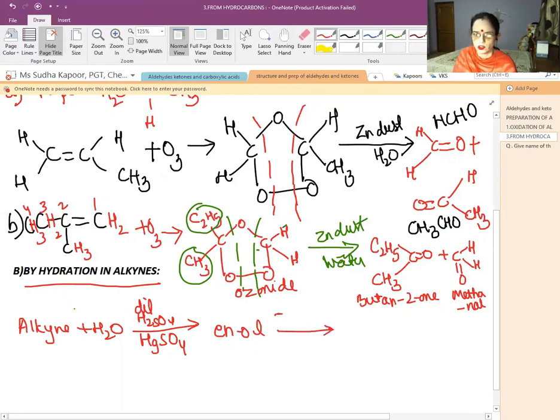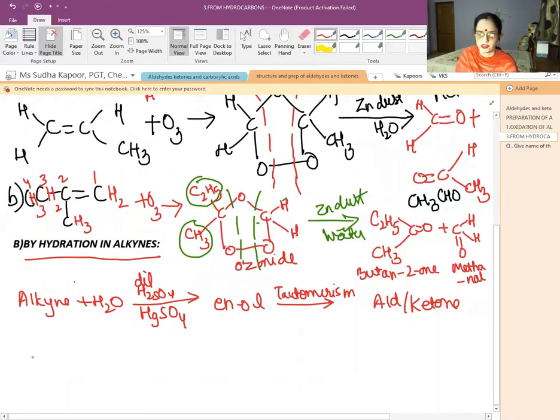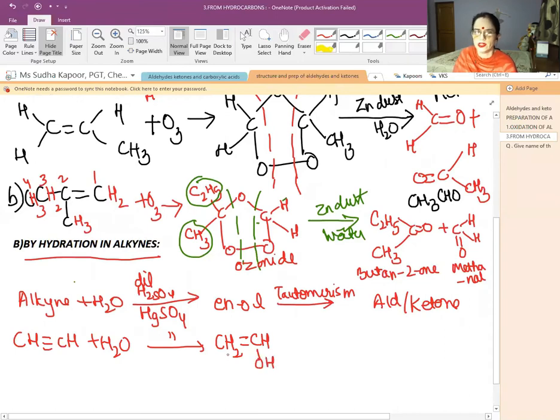that will undergo tautomerism, resulting in formation of aldehyde or ketone. So let us see the examples of it. We have taken ethyne, CH triple bond CH, added water. The conditions followed are the same. So it will form CH2 double bond CHOH. It is vinyl alcohol, C double bond C and OH. That will undergo tautomerism, giving rise to CH3CHO.